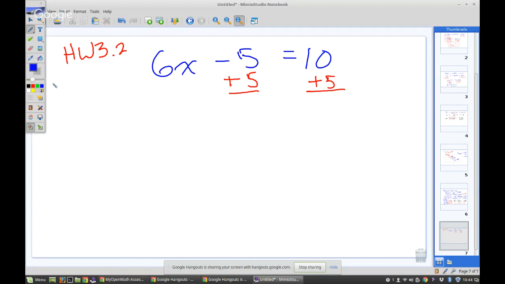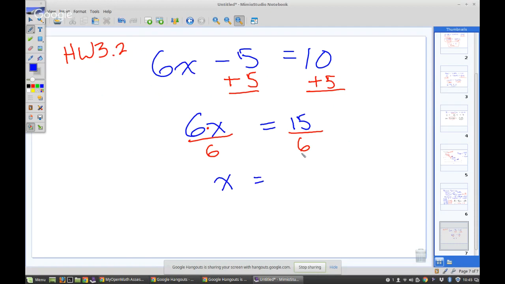For solving an equation, you do the opposite operation in reverse. So I'm going to get rid of the minus 5 by adding 5. So that's going to give me 6x, because minus 5 plus 5 goes away, 0. On the other side, I get 15. Then to get rid of this multiplication right here, I have to divide by 6. 6 divided by 6 gives me 1x, or just x.